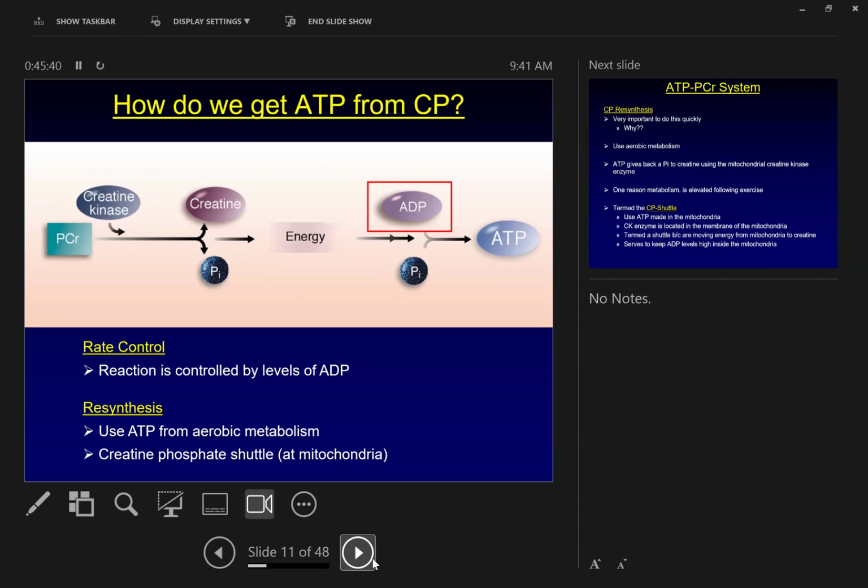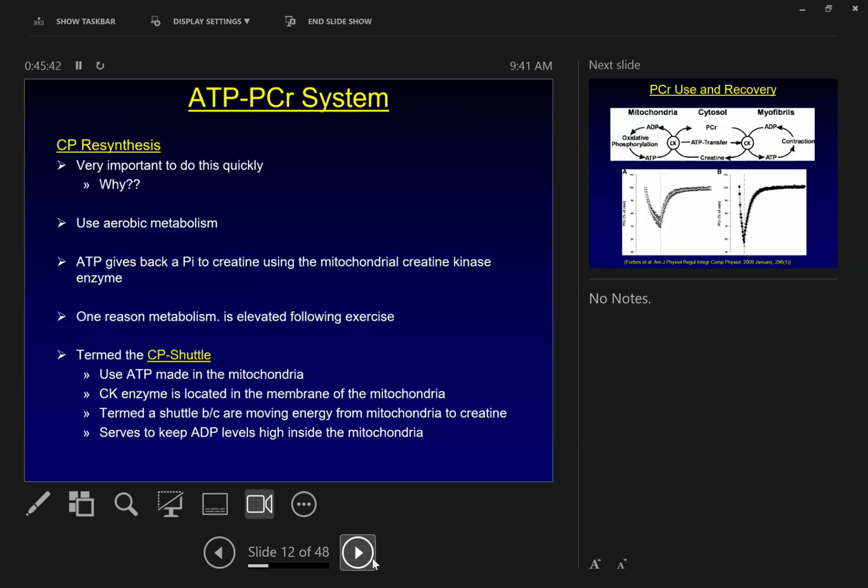That's creatine phosphate. That's that particular pathway. Okay? We talked some about resynthesis. We'll come back and do a little bit more about this with aerobic training, but we do something when you stop exercising called the creatine phosphate shuttle. Okay? The energy to resynthesize creatine phosphate all comes from aerobic metabolism. It all comes from ATP made in your mitochondria. So you make the ATP in the mitochondria and we shuttle it right across the mitochondrial membrane, right back onto creatine. Okay?